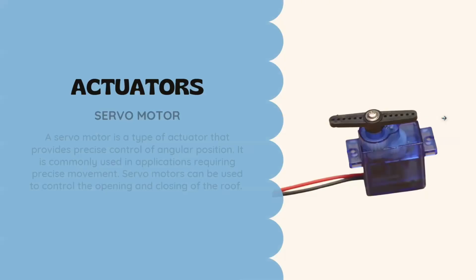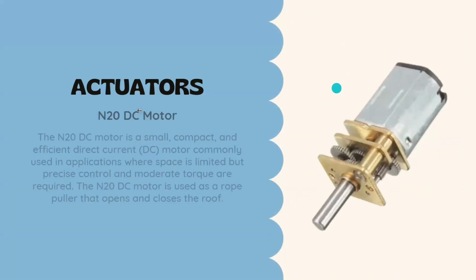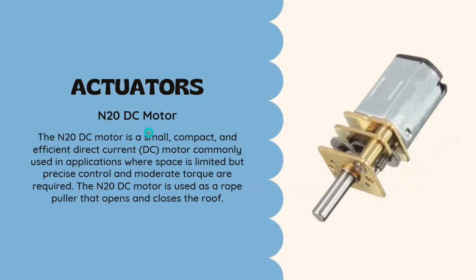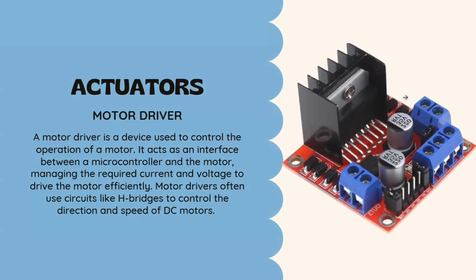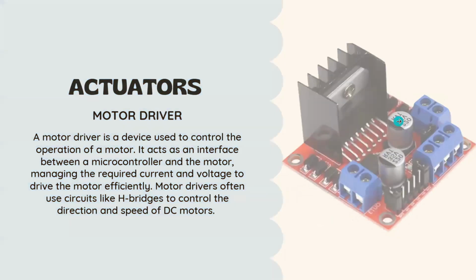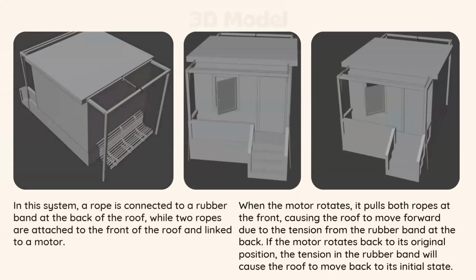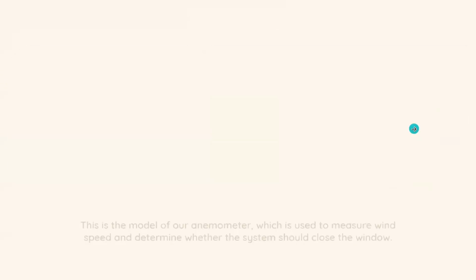After that, the actuator that we use is a servo motor for the windows, and the other actuator is the N20 DC motor. This is for the roof. For the DC motor, we use a motor driver to easily control the DC motor. It should work like this 3D model design.